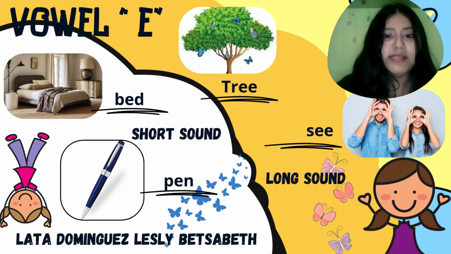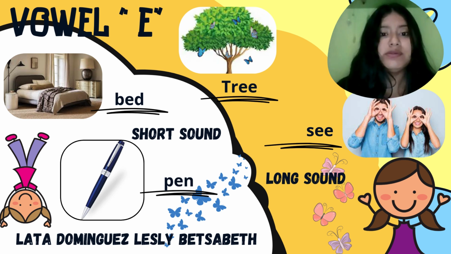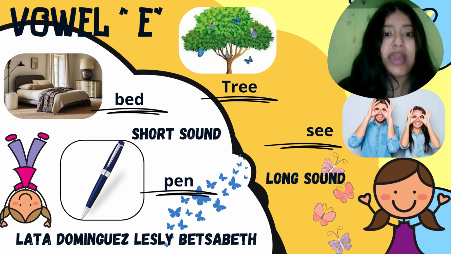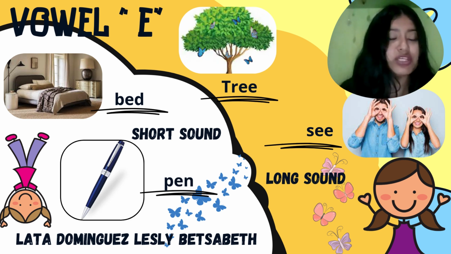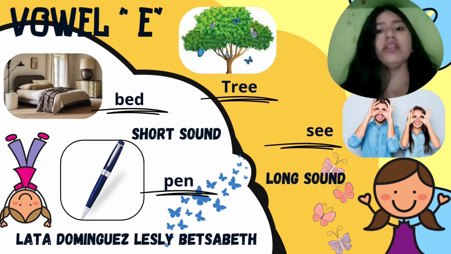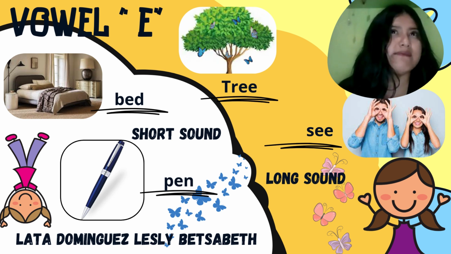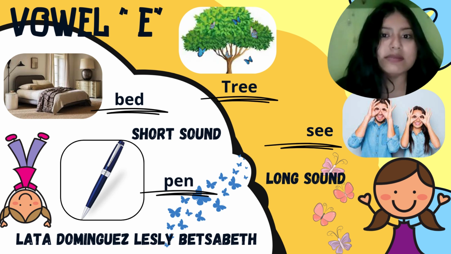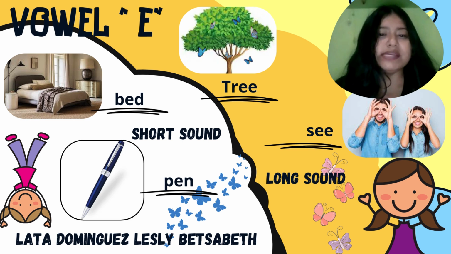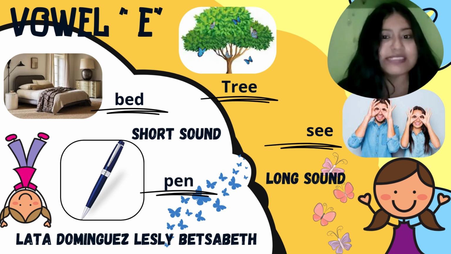So, I'm going to talk about two important ways to sound the letter E. We have the long sound and the short sound. The long E sound sounds like when we say see or tree. And the short E sound sounds like when we say bed or net. To say the long sound, your mouth makes a little smile. For example, tree and see.